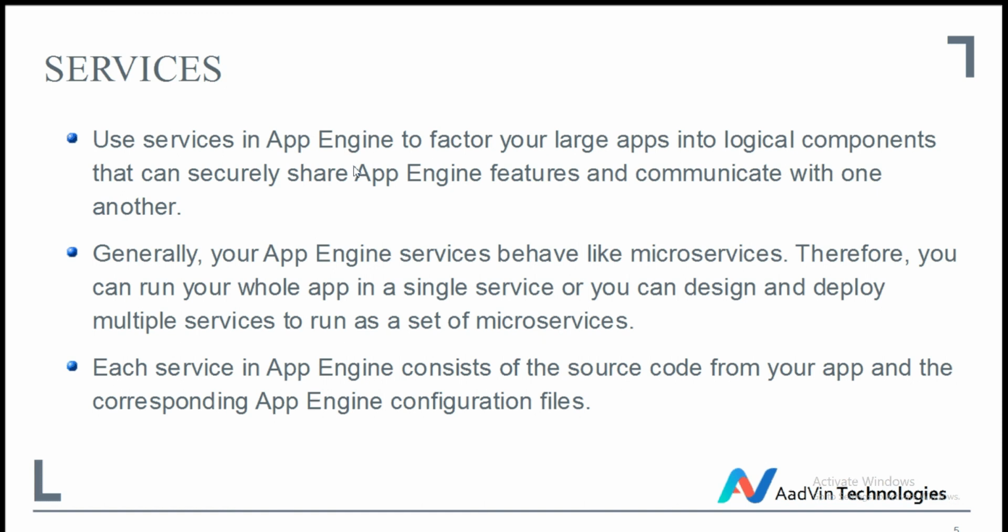Each service in App Engine consists of the source code from your app and the corresponding App Engine configuration files. So when we deploy our application in Google's App Engine, it's running like a service. So using services, we can run our application in the cloud platform. It will be like microservices. You can use services for running your applications in the cloud.